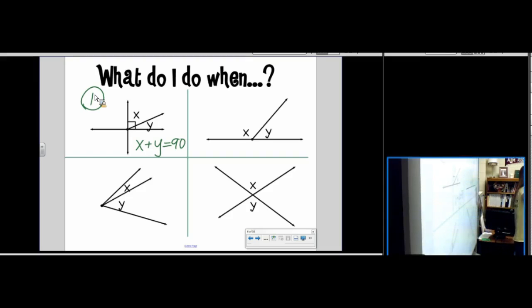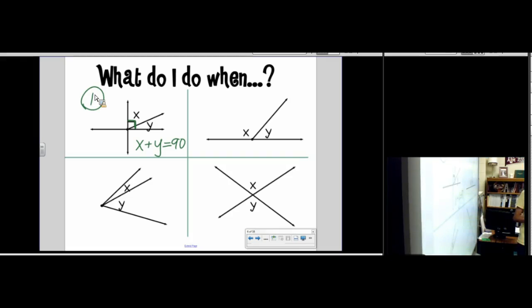Awesome. John, why did you pick 90? What was special about that picture? Where did the 90 come from on picture number 1? The right angle marking. So guys, when you're solving a problem and you see a right angle marking, somewhere in your equation, the number 90 should show up. 90 degrees, a box, a right angle marking, you need to use 90.